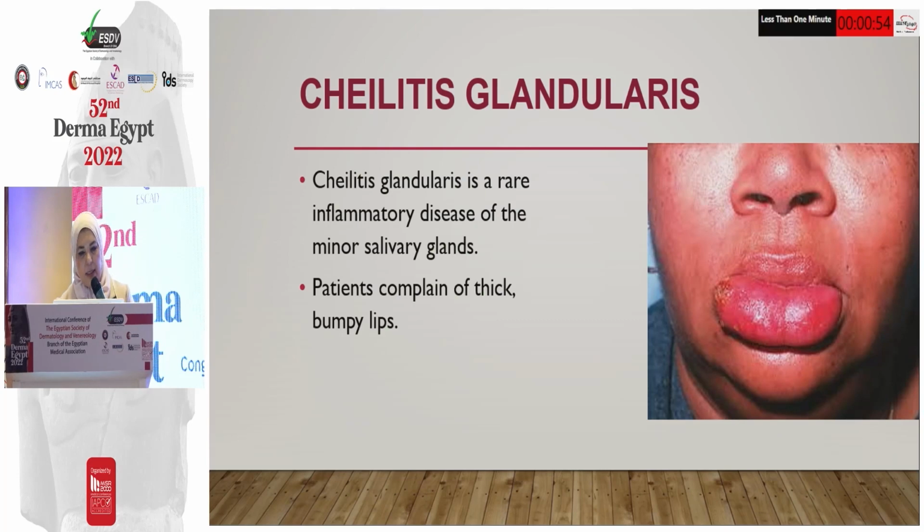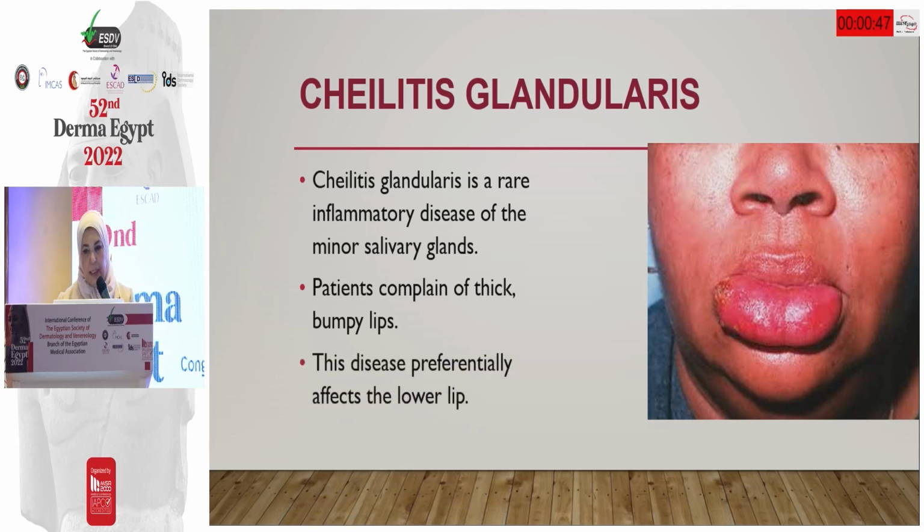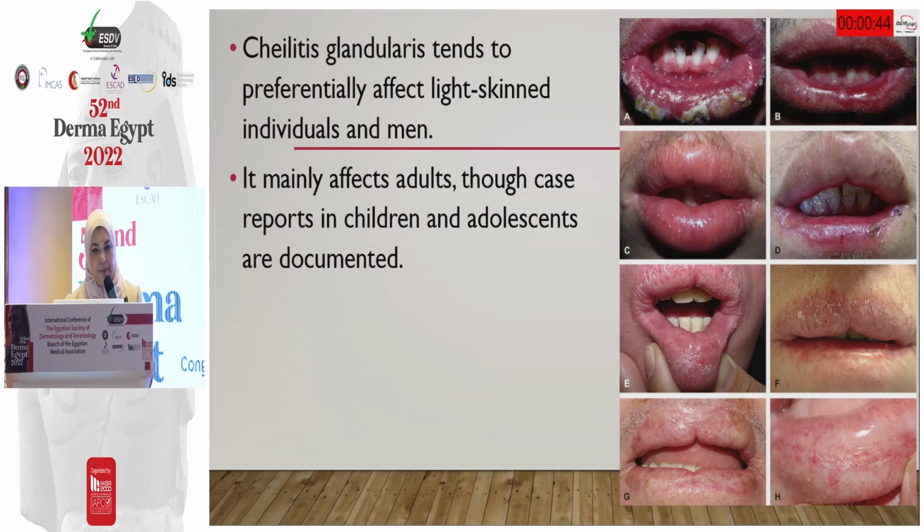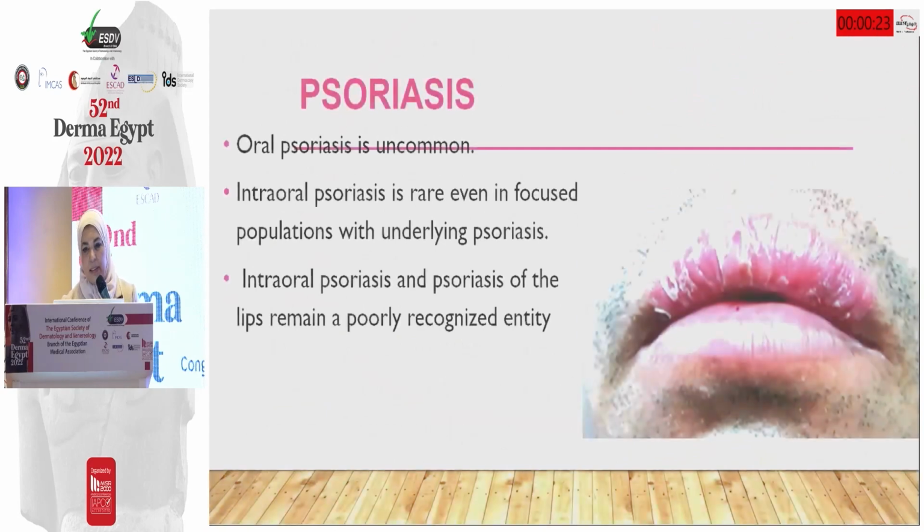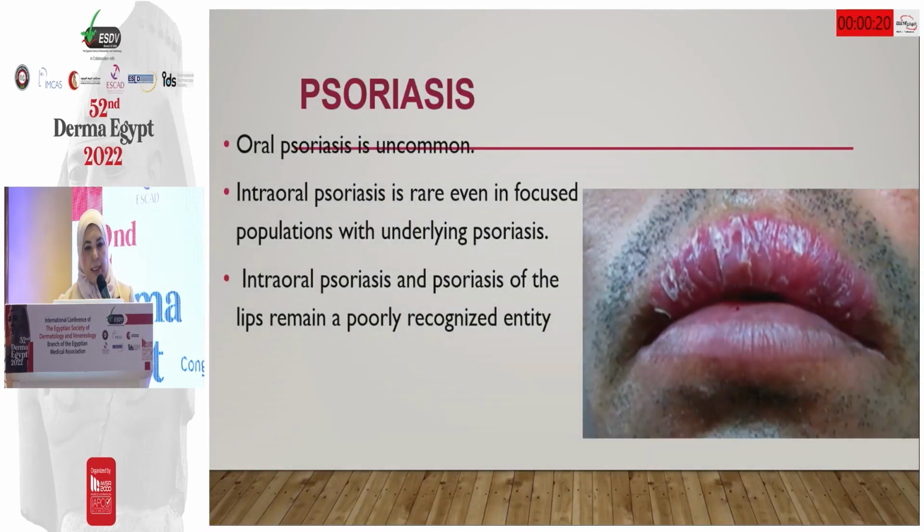Cheilitis glandularis, usually there is enlargement of the size of the lips, especially the lower lip. لما نعمل squeezing ليها بتطلع ال saliva. Cheilitis glandularis tends to preferentially affect light-skinned individuals and men. It mainly affects adults. Some case reports in children and adolescents are documented. The different clinical pictures للcheilitis glandularis وبيوريني هنا لما بعمل لها squeezing ال viscid أو myxoid saliva بتطلع من salivary glands.